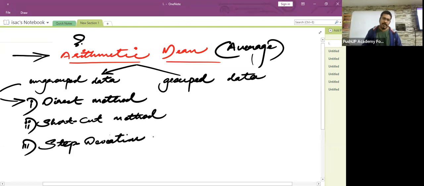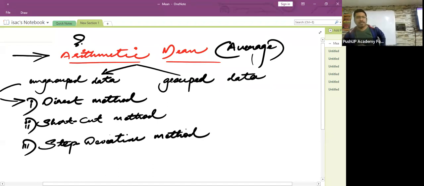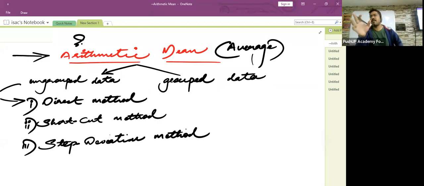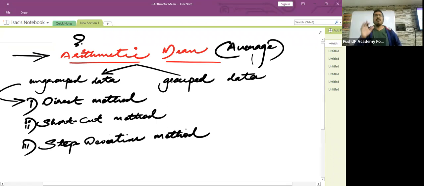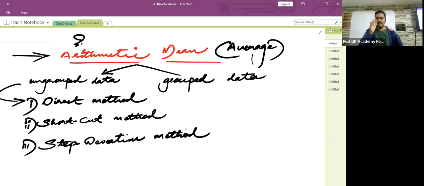Step deviation method. So as I was talking about the three different methods, these are those three methods. Children, all the three methods, be it direct method or shortcut method or step deviation method, will lead you to the same answer. I repeat, you apply direct method, shortcut method, or step deviation method, it will lead you to the same answer. Are you getting it?